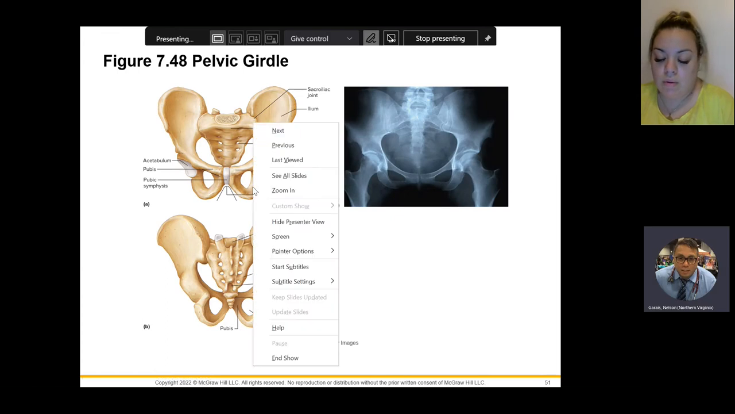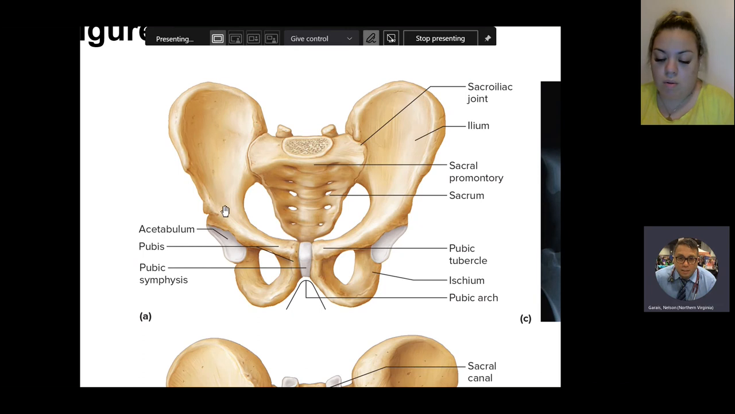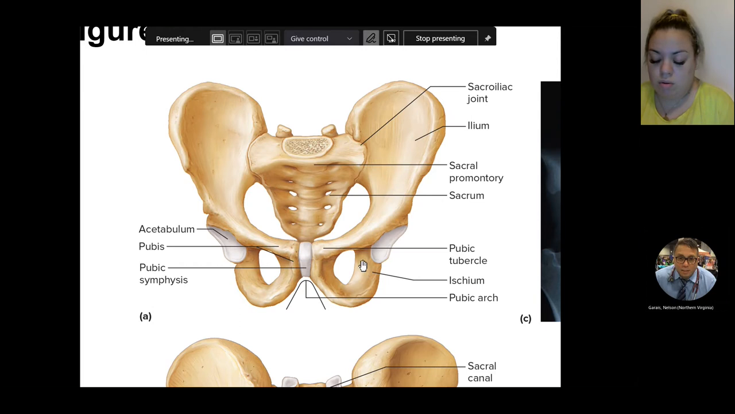Pelvic girdle, let's look at our pelvis. Of course, you have your ilium, that's this big thing right here. You have your pubis, which is this part right here. And this donut down here, I like calling the ischium. So ischium, pubis, and your ilium, along with your sacrum back here, make up your entire pelvic girdle. This thing right here is cartilage, and that's your pubic symphysis.